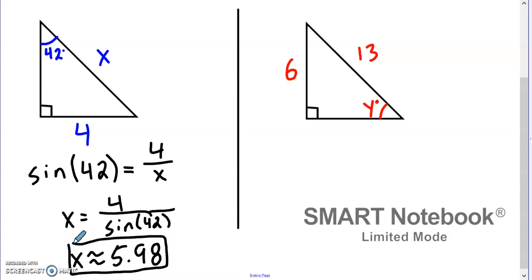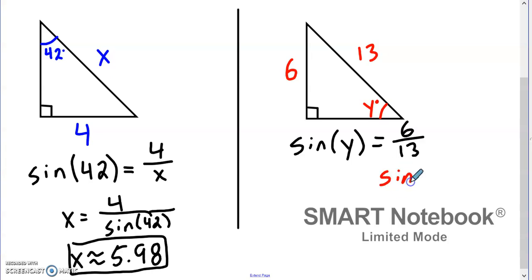Now we may have a situation where we're not given the angle and we want to find the angle. So we're still going to write it out the same way. Sine of our angle, which is y, is going to be equal to the opposite over hypotenuse. So it's going to be equal to 6 over 13. And just like any other operation, we do have inverses. So if we want to negate the sine operation on the left-hand side, we have to take its inverse. So we're going to get that y is equal to sine inverse of 6 over 13.